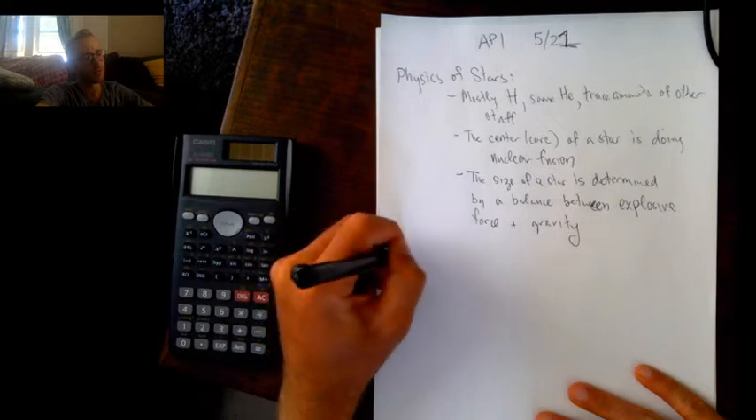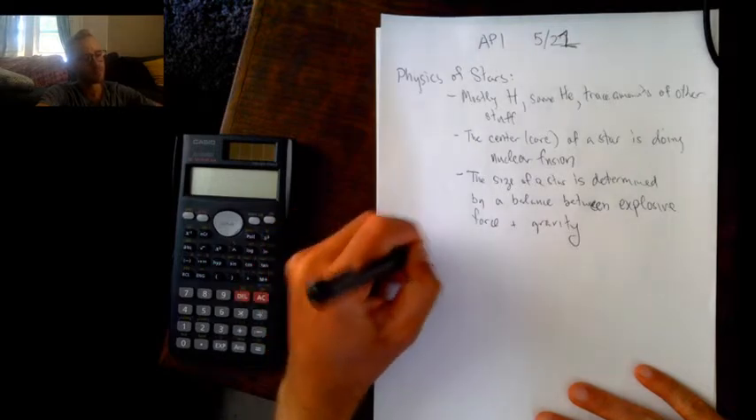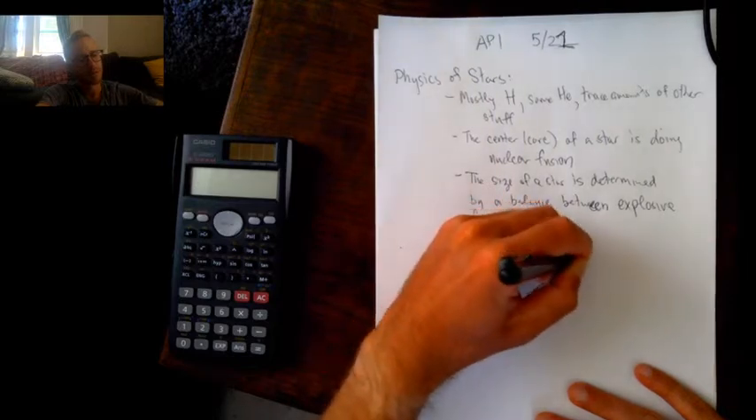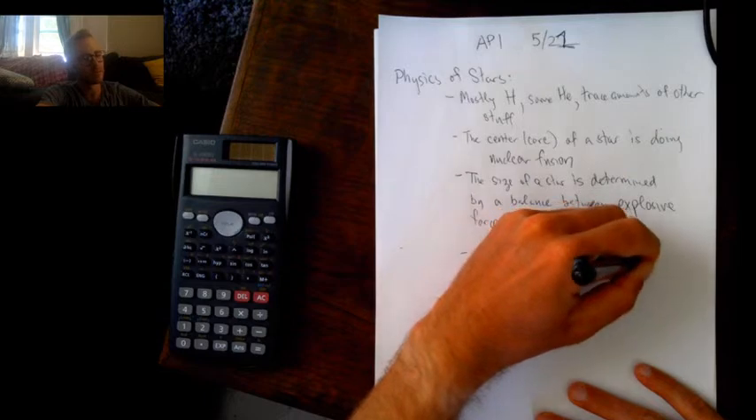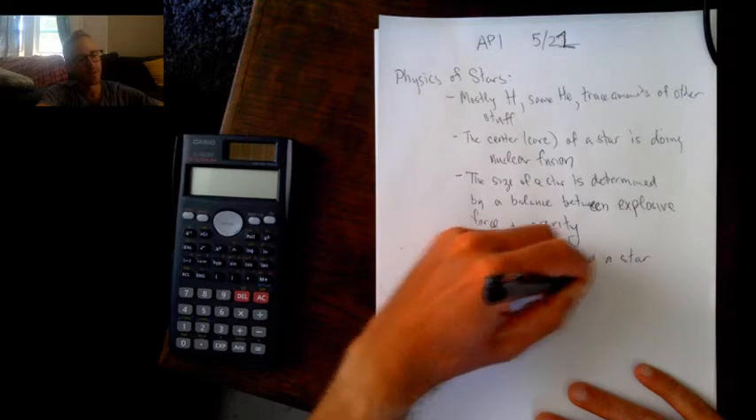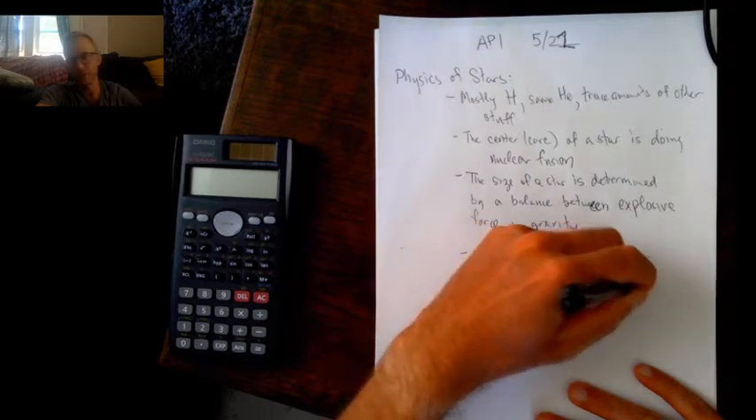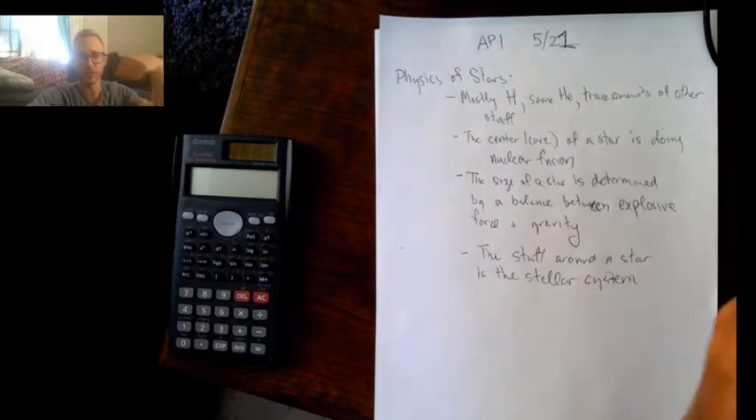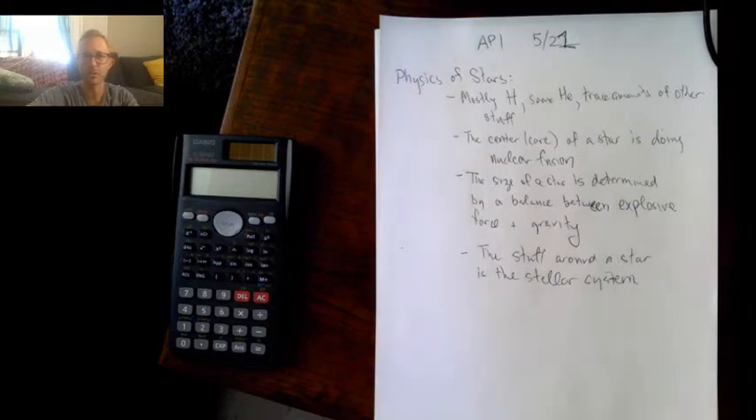The stuff around a star is the stellar system. When I say a solar system, I mean our sun, but all stars have stuff that is orbiting them. If it's a young star, then there's a lot of gas and dust that's orbiting the star.